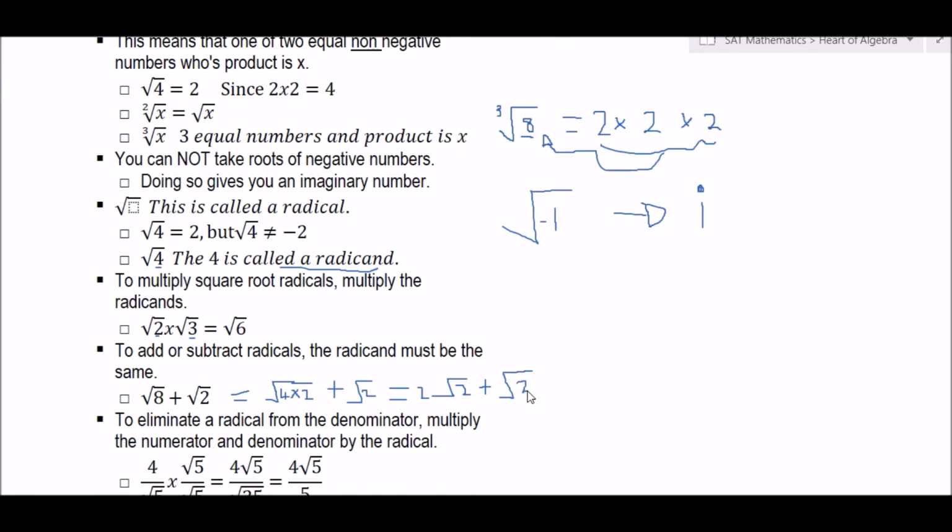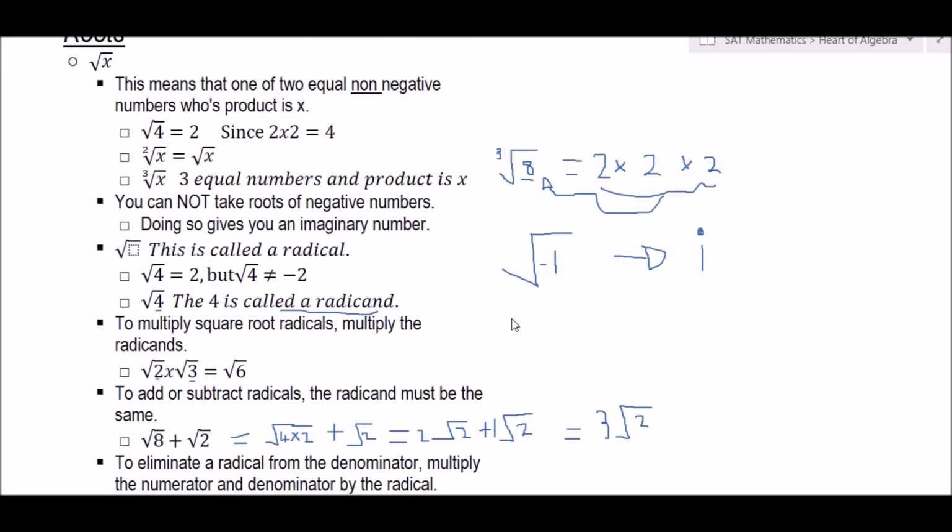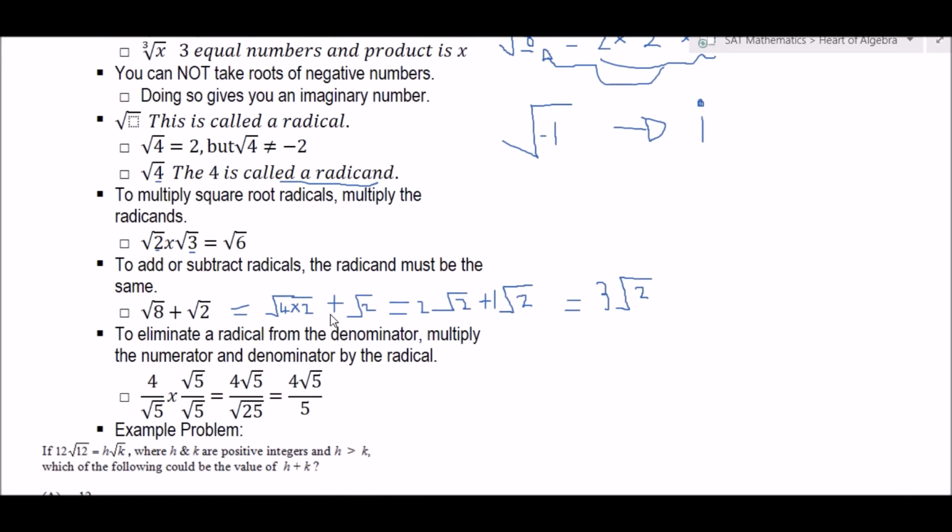Alright, now we can add them because the radicands are the same. So that would basically give us 2, and always note that there's a 1 here. So 2 plus 1 is 3 with the square root of 2. And that's how you add radicals. And if you would subtract, you'd follow the same path.